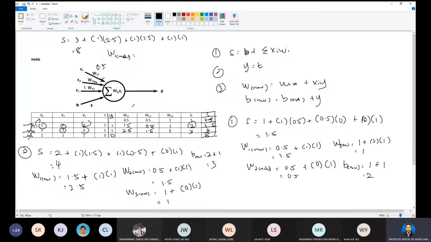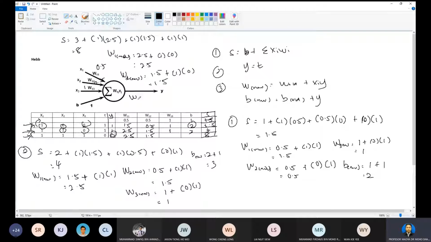Okay, so all will be 2.5. Plus x1 is 1, y equals 0. So this one will be 0, so it will be maintained at 2.5. For the third iteration it will be maintained. For the second weight, 1.5 plus 1 times 0, so it will be maintained.